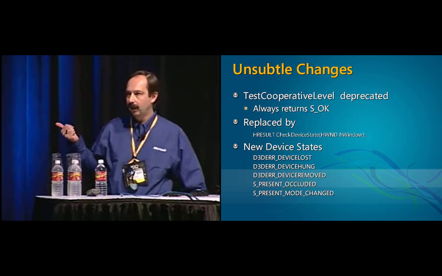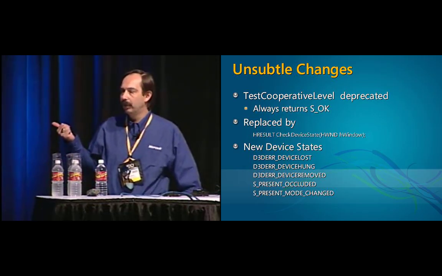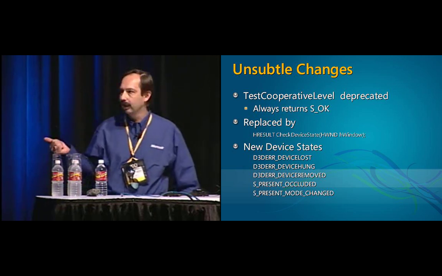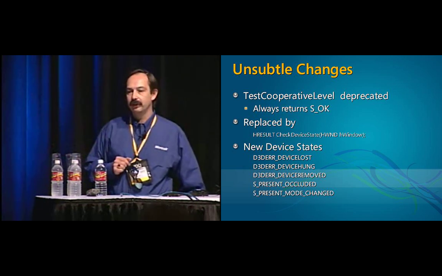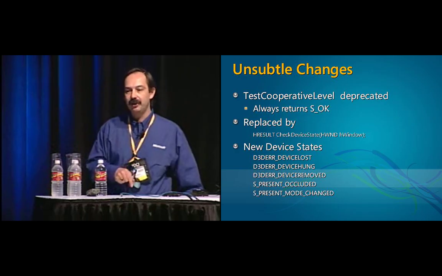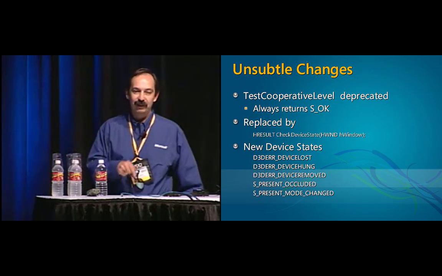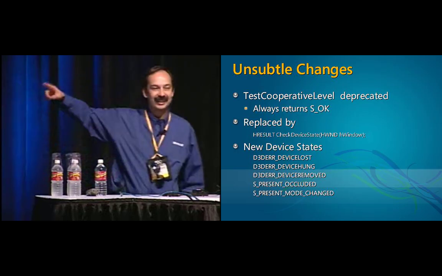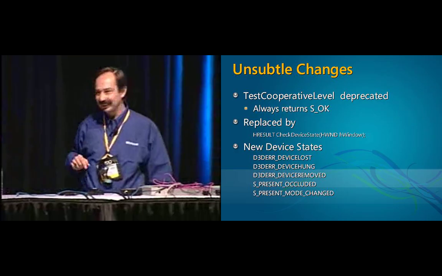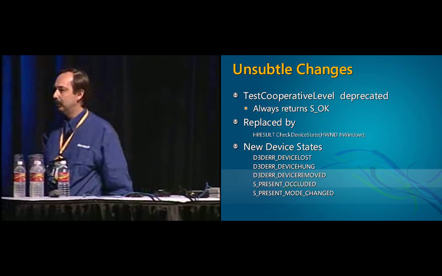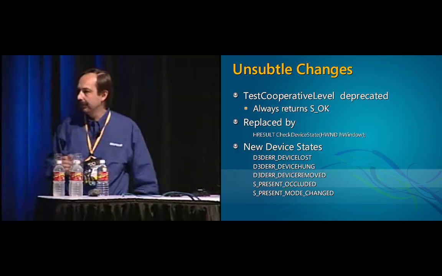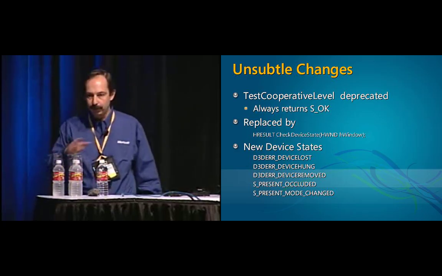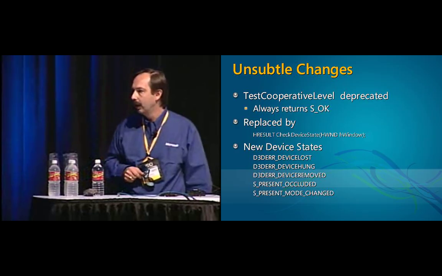Device lost was there before, but now its meaning is really different. What it means is the hardware hung. It's coming back. Device hung is a new error message. Specifically what it means is that your application caused the hardware to hang, and if you do it again, it's going to hang again, most likely. So if you ever see a device hung, you may want to do something different. Device removed I talked about. And the last one, present mode changed, isn't currently implemented in the current builds. That's going to be coming in beta 2.